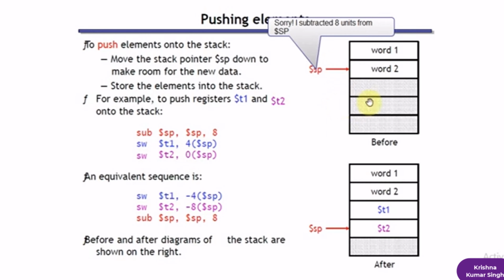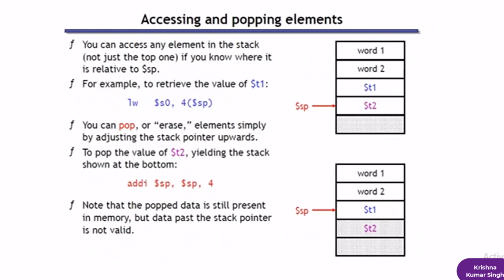Because I changed the stack pointer by 8 units, now the stack pointer points to this location, and I can save $t2 here. Also, it can be written this way. Both of these codes are equivalent.